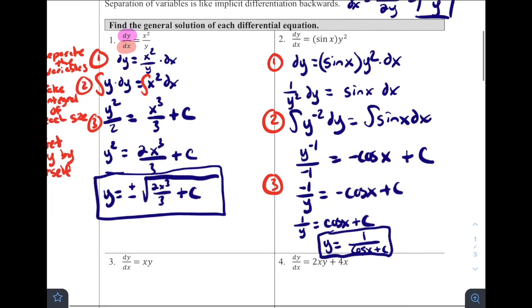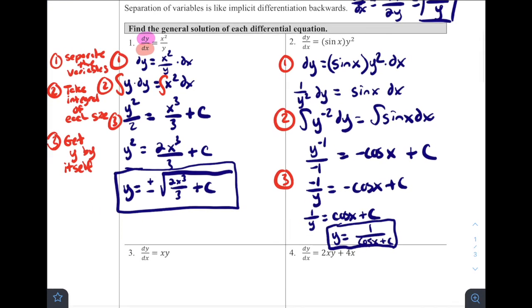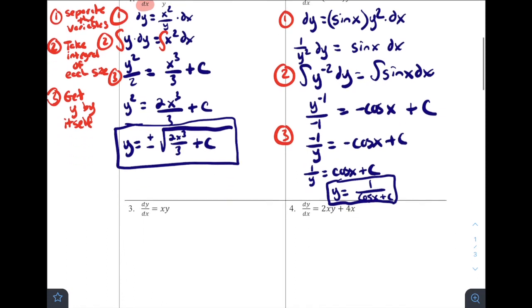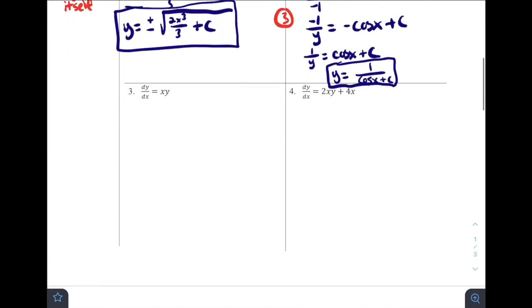Again, a recap of those steps. We separated the variables first. We got all the y's on one side. We got all the x's on the other side. We then took the integral of both sides. So we found the antiderivative of each of those parts of that equation. And then after that, we got y by itself to find out what that explicit equation was going to be. And that turned out to be 1 divided by cosine of x plus c. Great. We're going to move on to number 3. Let's see some more of these.